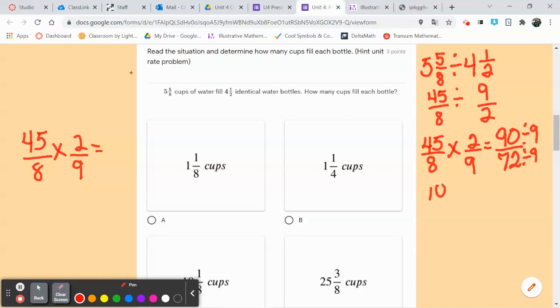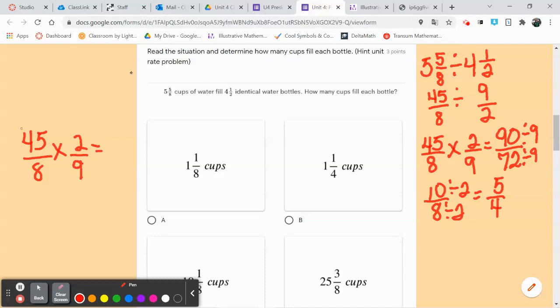That leaves me with 10 over 8. So I would do another 2. And that would leave me 5 over 4, which I need to make into a mixed number, which I will do in a minute. Over here, the short way, I know that 9 goes into 45 and 2 goes into 8. Okay? Remember, you can divide and get rid of numbers.